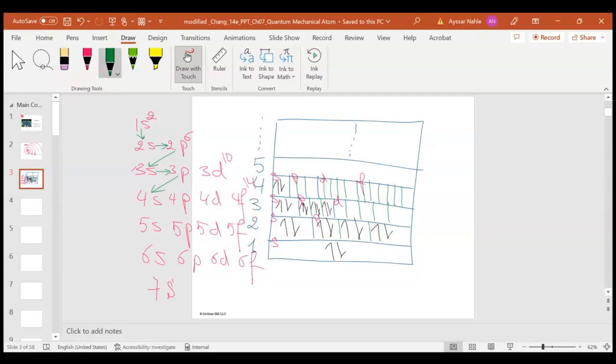The next: 3D. Now back to 3D. And then once we finish 3D, we go all the way down to 4S. Once we finish 4S, we go all the way up to 4D. And then all the way down to 6S, all the way down to 4F, all the way down to 7S.